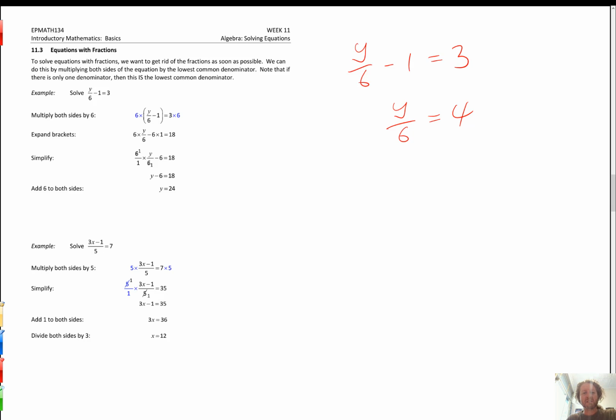And then, to me, that's nicer. But I've gone with a certain technique over here that the course does. But here, let's just finish this question off. I've got y divided by 6. I want y by itself. What's the opposite of divide by 6?